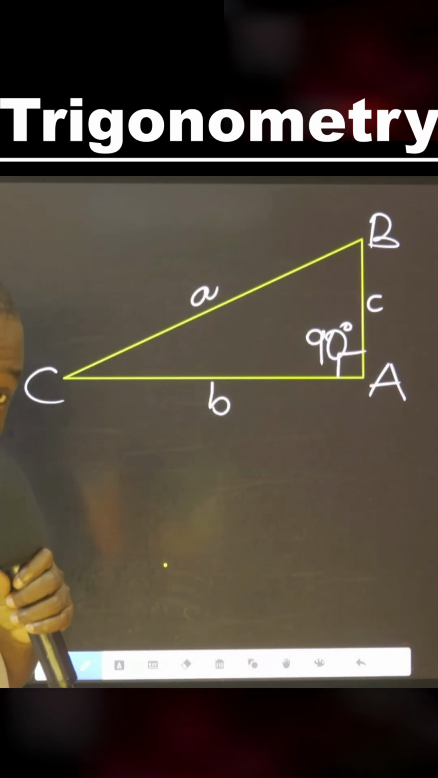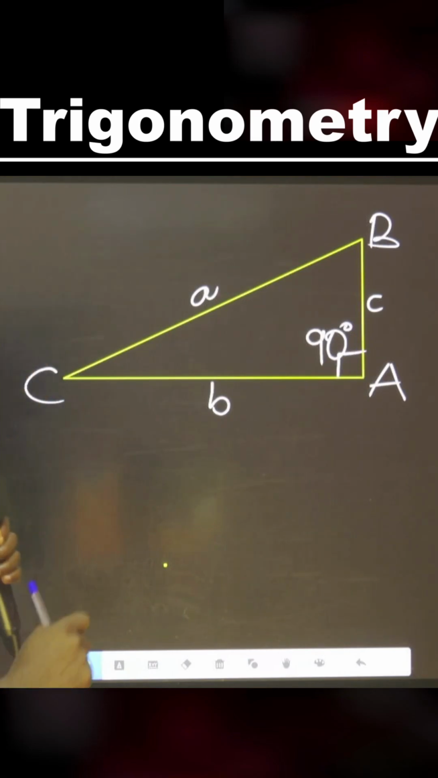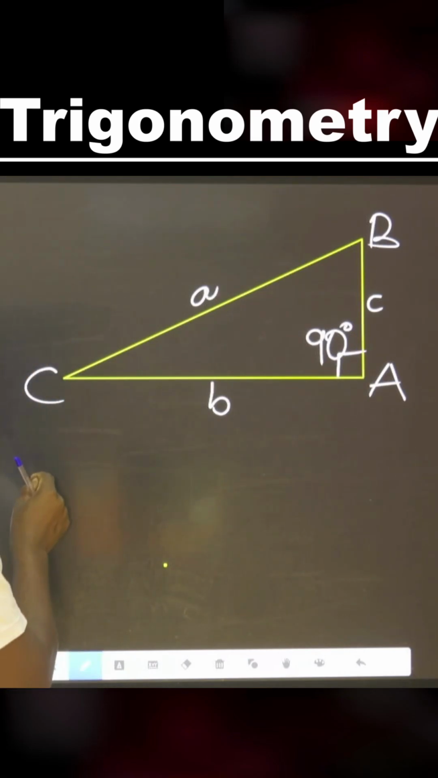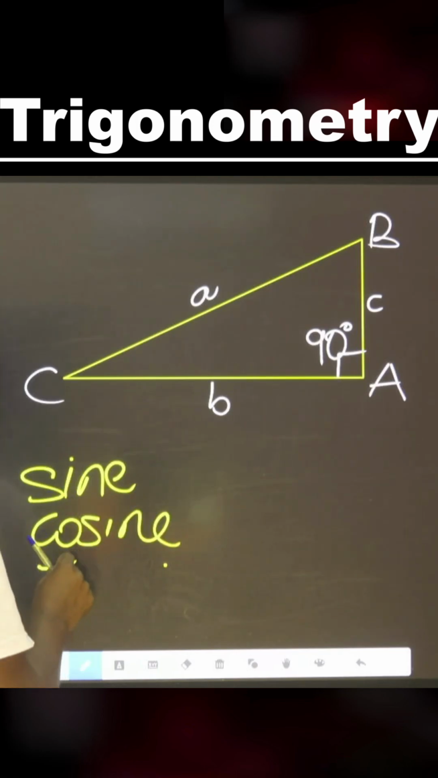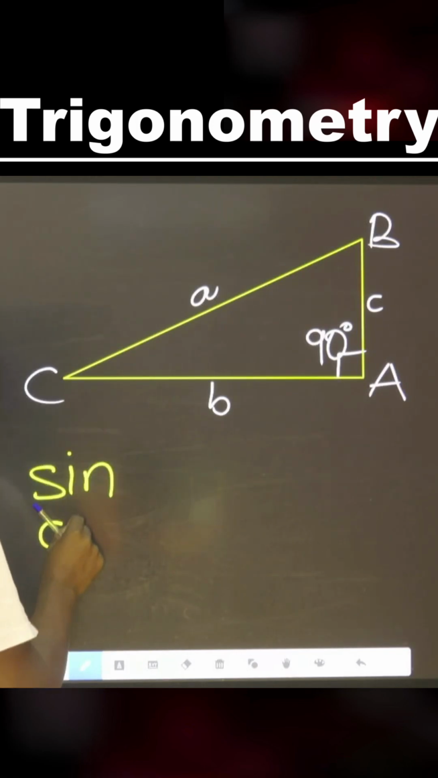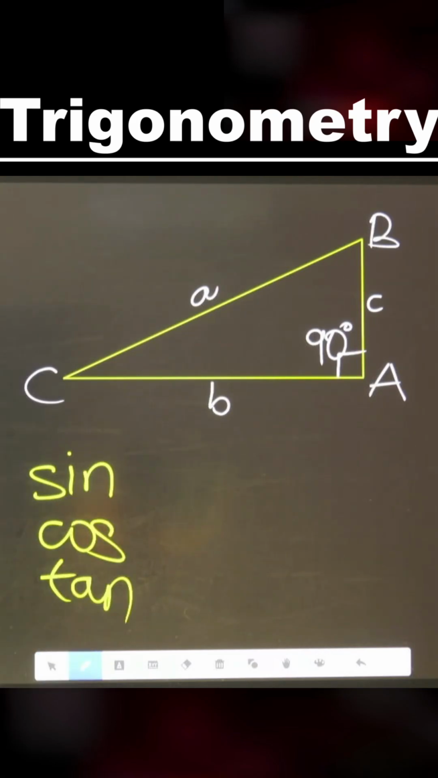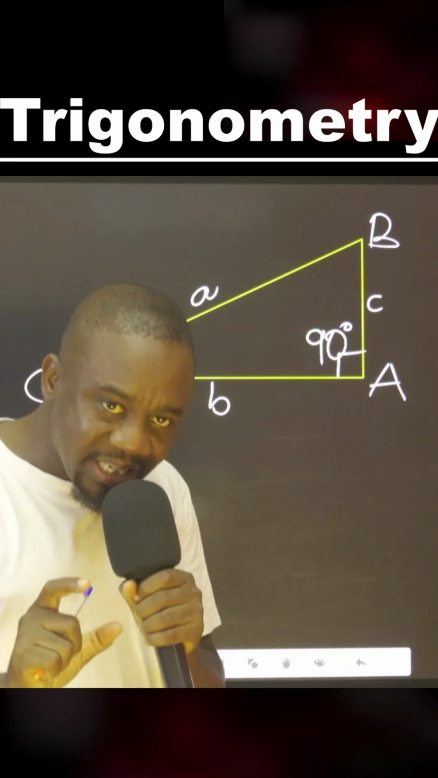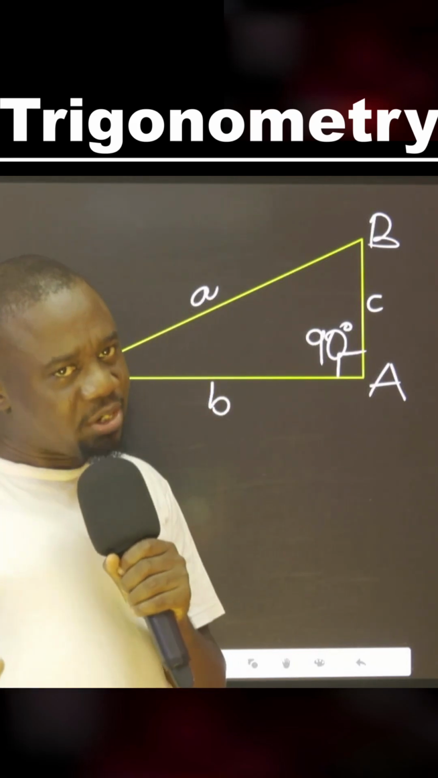What is trigonometry ratio? When you hear trigonometry ratio, we are talking about sine, cosine, and tangent. So this can be related as sine, cos, and tan. Okay? These are trigonometry ratio. What is the meaning of sine? Sine simply means opposite over hypotenuse.